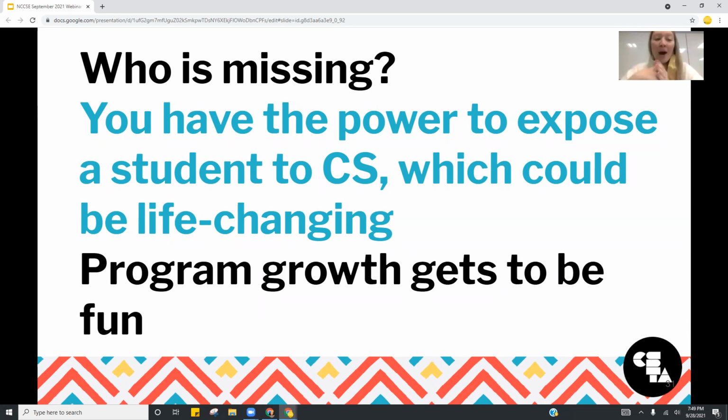Number 2, you have the power to expose a student to computer science as a teacher, which could be life-changing for them. I always tell people I didn't take computer science until my senior year of high school. It was a requirement for the school that I was graduating from because I went to a science and tech magnet. And it was supposed to be a freshman class, and I put it off because I thought I would hate it, which was so dumb because I was doing logic puzzles for fun since I was 5 years old. So I was a prime candidate for computer science, but nobody ever told me that it was something that I could be good at.